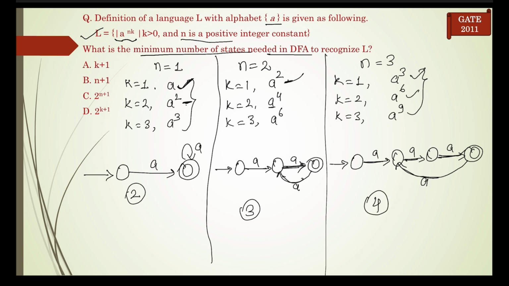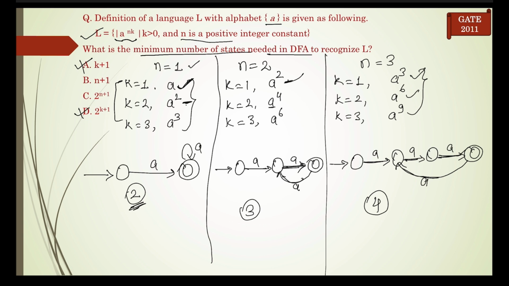So here you can see that you can't establish any relationship between the number of states and the values of k, as the value of k is varying. So it means we can discard options A and D.